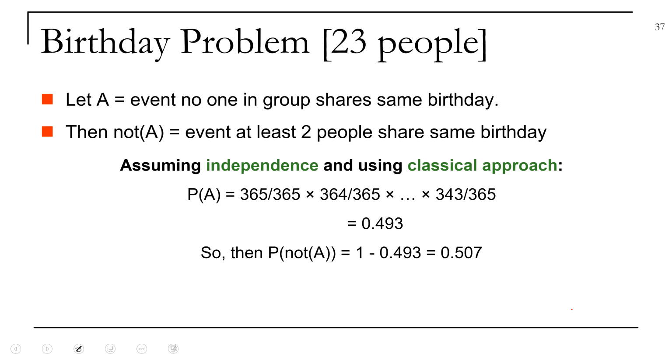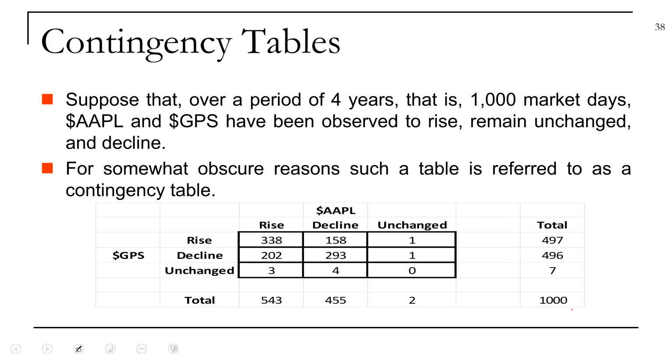You multiply them together, and the probability that no one in the group shares the same birthday is 0.493. The complement probability would then be 1 minus that, 0.507. This is for 23 people. So again, it's sometimes a lot easier to find the complement than the probability of an event directly. And we'll talk more about that in a little bit.